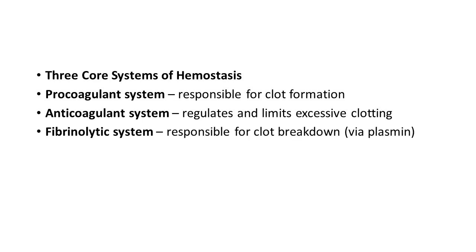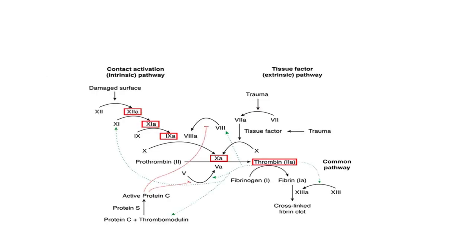Hemostasis is maintained by three core systems that work in balance. The procoagulant system promotes clot formation to stop bleeding. The anticoagulant system limits excessive clotting and prevents thrombosis. The fibrinolytic system breaks down clots through the action of plasmin. Under normal conditions, these three systems remain tightly regulated and balanced.